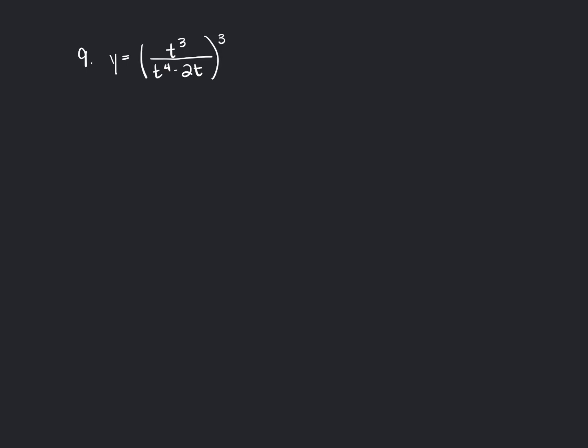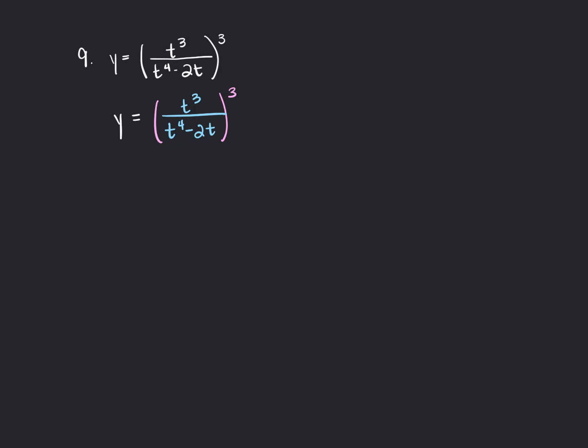Number 9, we have y equals t cubed over t to the 4th minus 2t cubed. Okay. So on this one, we have a chain rule, where my outside function is this something to the 3rd power, and my inside function is going to be a quotient rule.